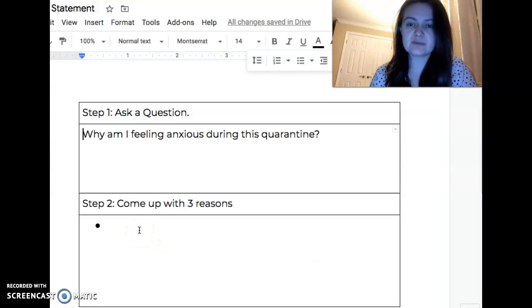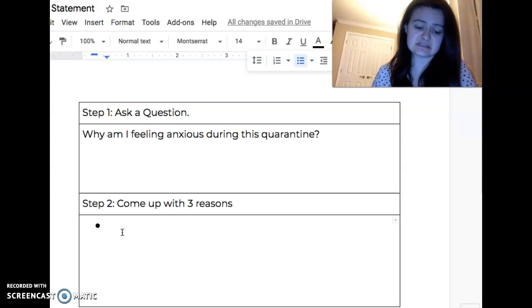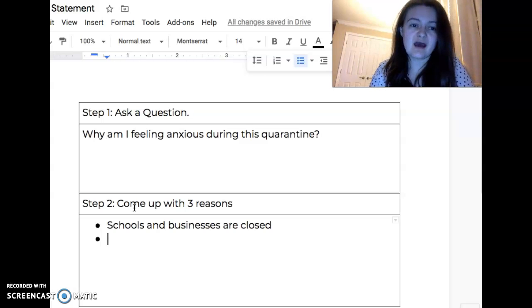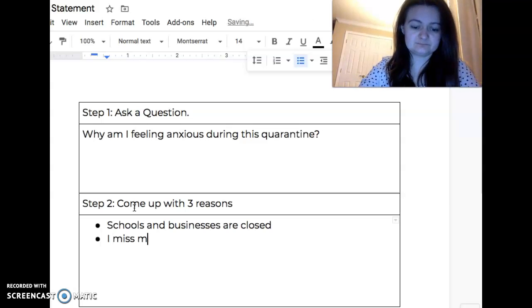So I could go back to my graphic organizer and go to step two, where I come up with reasons, and I'm going to come up with 3 of them, okay? So why am I feeling anxious during this quarantine? Maybe I could start off by saying because schools and businesses are closed. I'm also feeling anxious because I miss my family. And my friends.